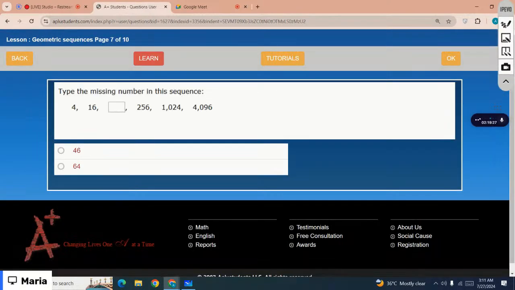Okay, type the missing number in the sequence. Which number is missing?